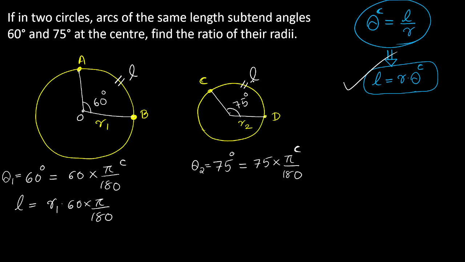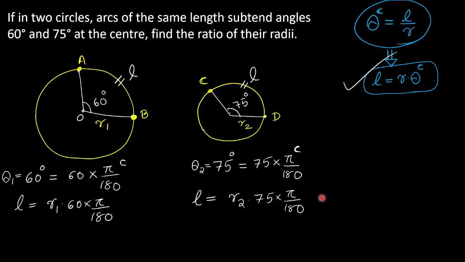In the second diagram, what is the length of arc? L equals R theta, never forget. So here R2 theta 2. R2 I don't know. Theta 2 should be written in the radian value, 75 into pi by 180. After multiplication, you will write it in centimeter. Okay?